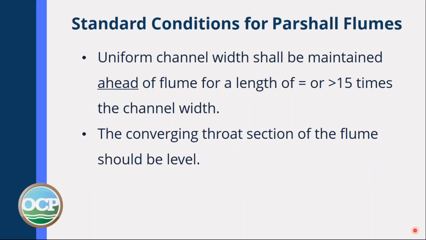So some of the conditions that are important for partial flumes to work well. You're going to have a uniform channel before the flume equal to or greater than 15 times the channel width. So if the channel width at the throat is a foot, then that channel needs to be at least 15 feet long. Again, the throat has to be level, the flume has to be level. It can't be tilted up or down for it to work well.